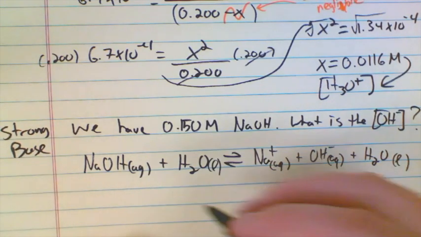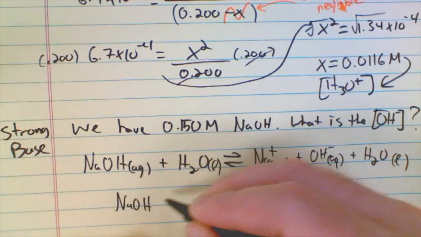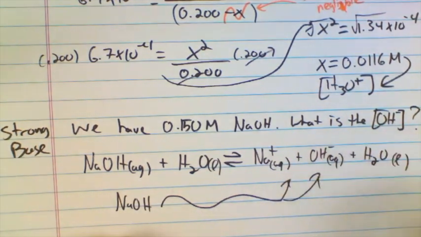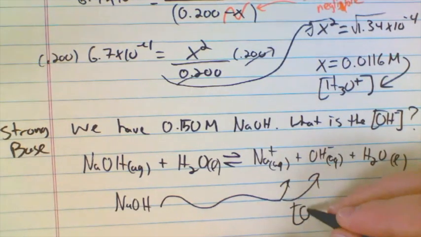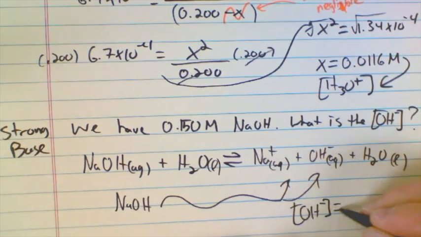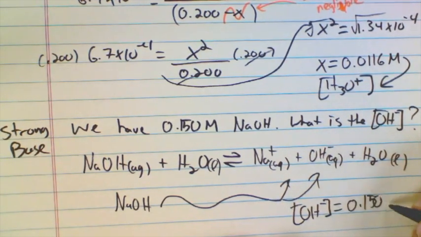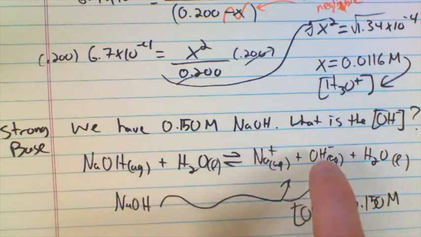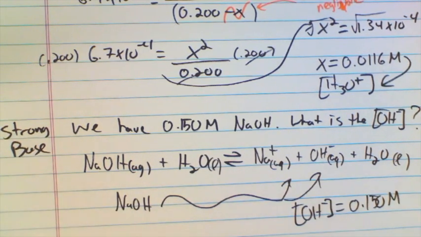It's the same, yeah. Because all of your sodium hydroxide dissociates into those guys. So our hydroxide ion concentration equals 0.150 molarity. It stays the same. All the sodium hydroxide comes apart, so for every 1 mole of sodium hydroxide, you get 1 mole of hydroxide, therefore the concentration is the same.